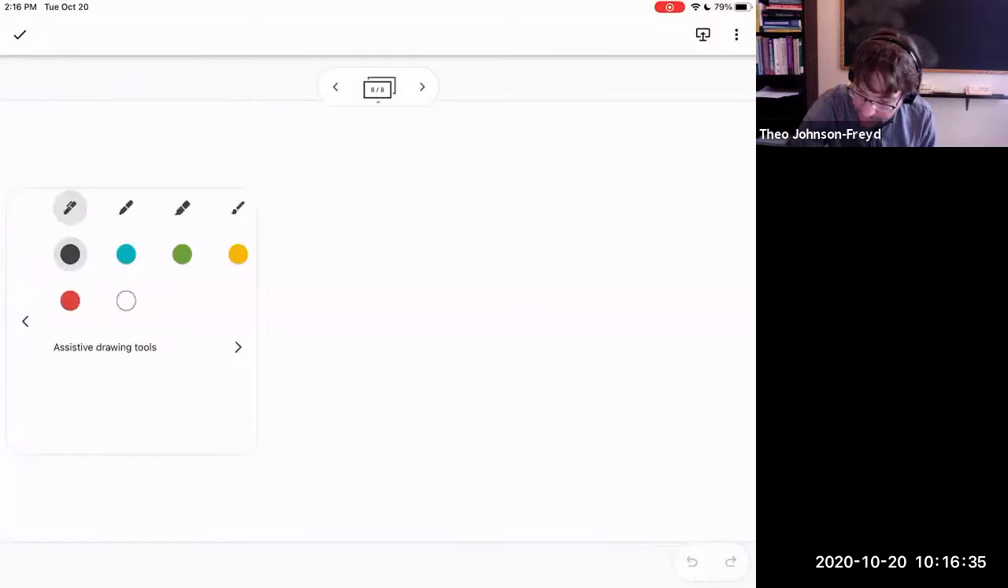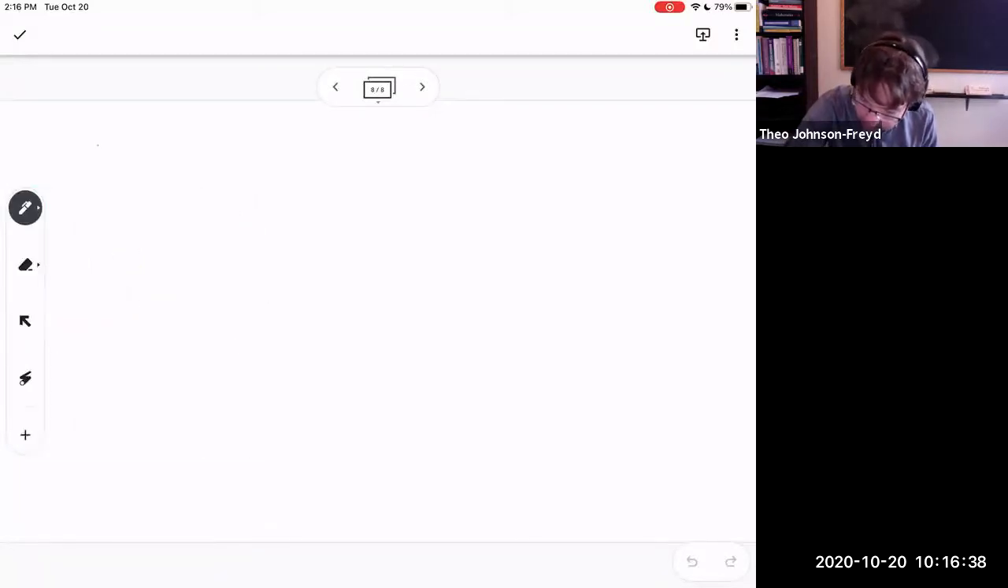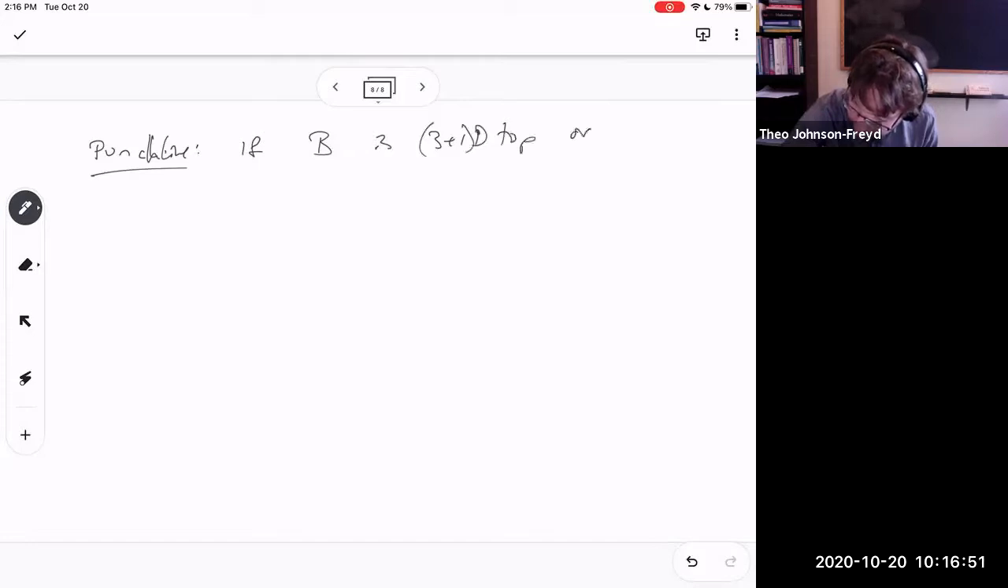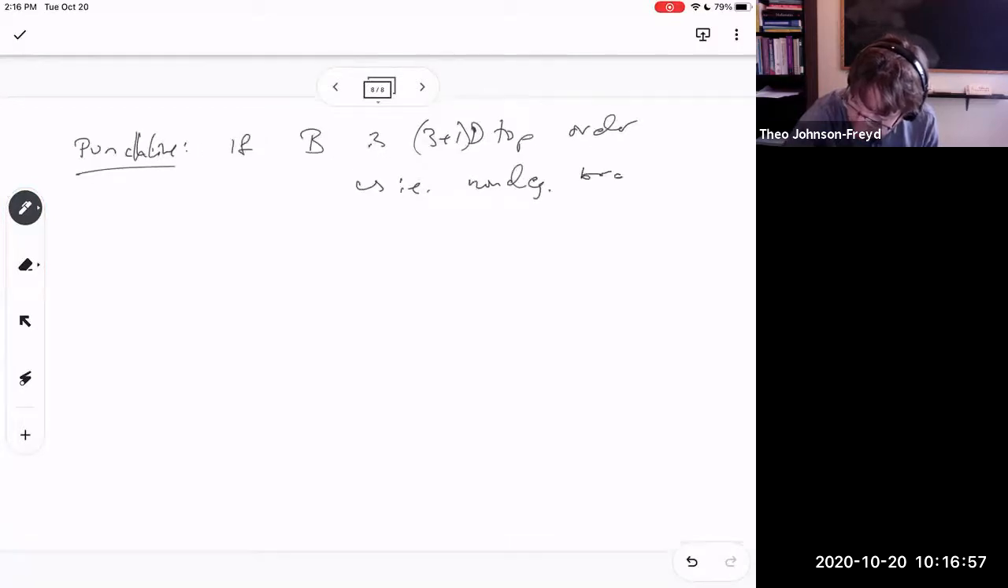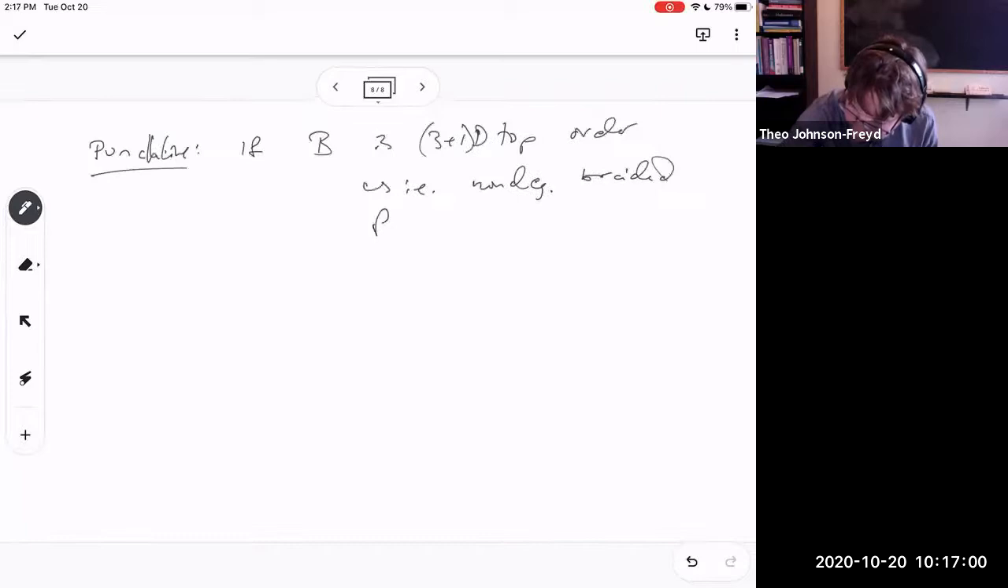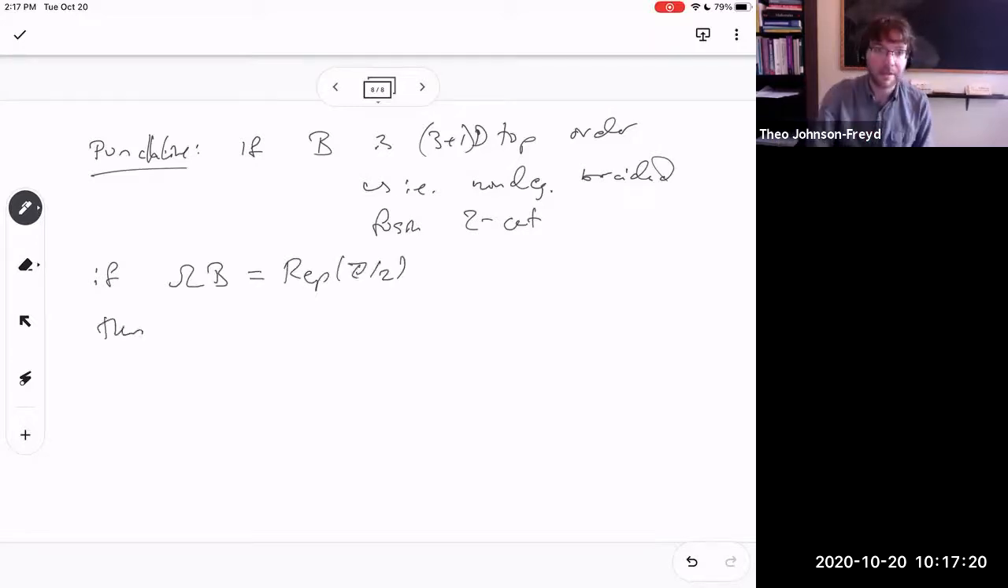So the punchline of all of this is that if you have a 3+1d topological order, which is to say a non-degenerate graded fusion 2-category, and if the lines in B are rep Z2, then B has a boundary condition.